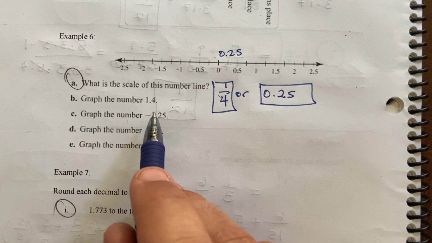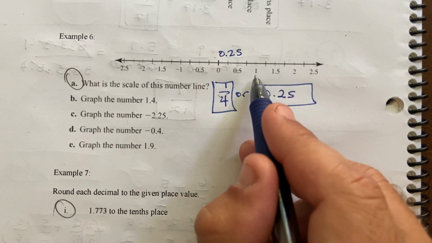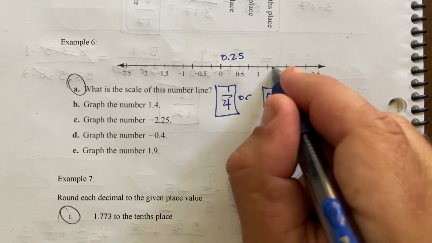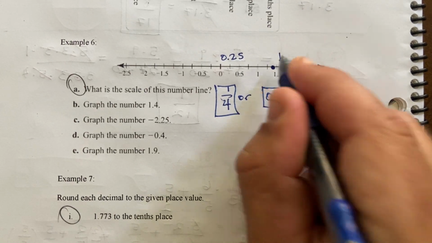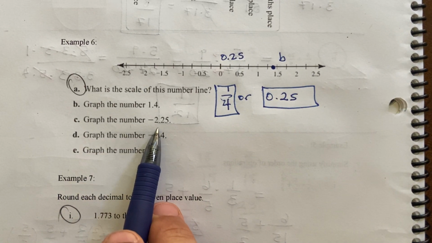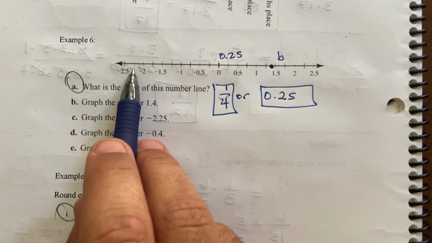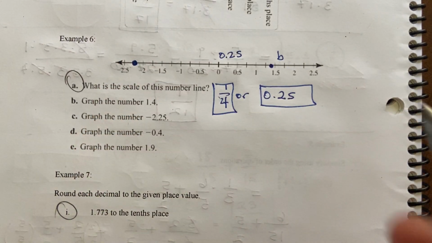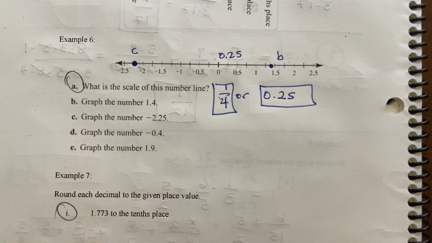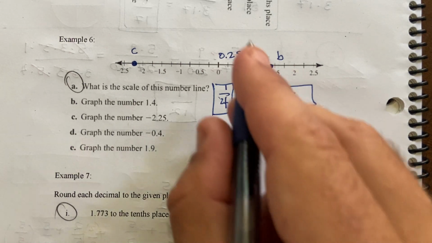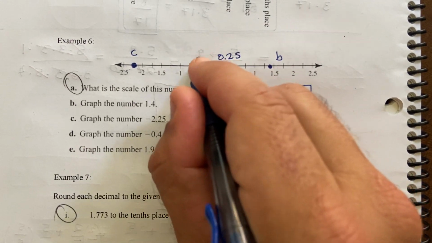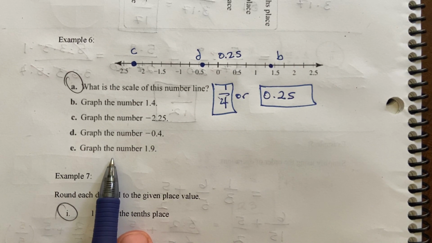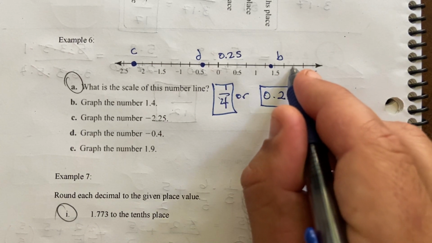Graph the number 1.4. Now I'm not going to be totally sure about that. So here's 1.25, so 1.4 is going to be somewhere right about there. Graph -2.25. Here I should be able to locate this exactly. So here's -2.25. So this is C. -0.4, I'm not going to be able to find this one exactly, but it's right about there. E. So 1.9, way over here.